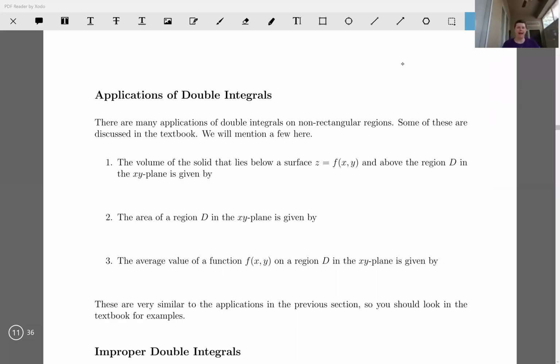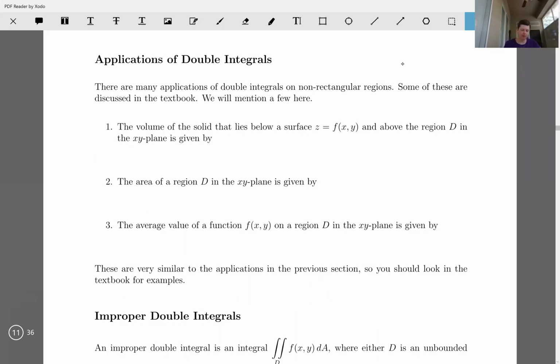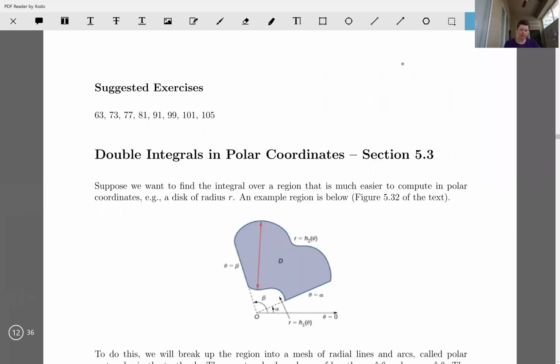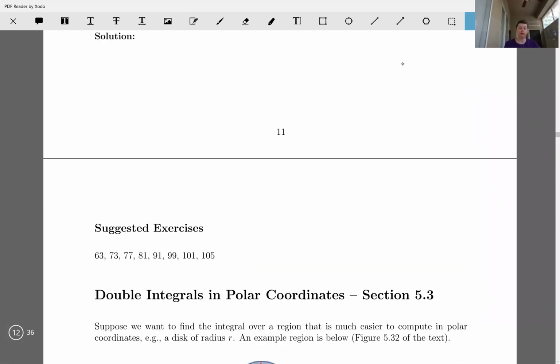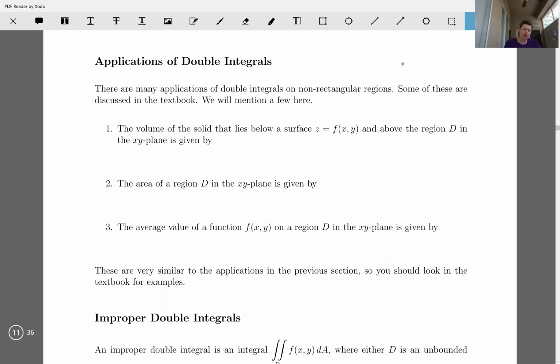And we're back. Now, for this short video, we're just going to talk about applications of double integrals and improper double integrals. And then next time we meet, we're going to talk about double integrals and polar coordinates. All right, so there are many applications of double integrals on non-rectangular regions.